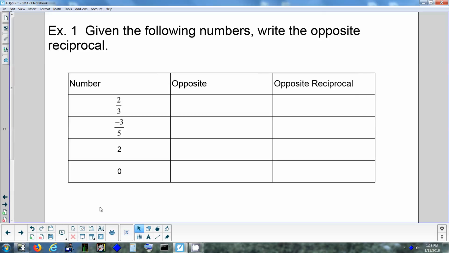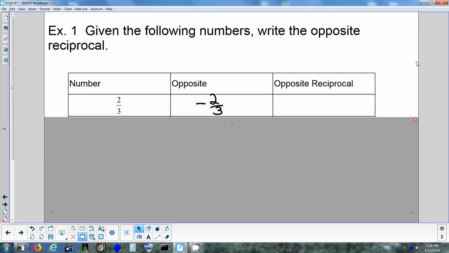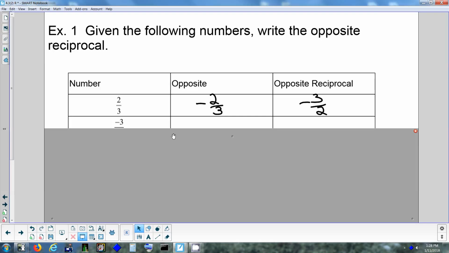2/3. What's the opposite of 2/3? Negative 2/3. So we covered that part. Now I want the opposite reciprocal of 2/3. We have the opposite. Now I just need the reciprocal of it. To make it a reciprocal, you have to flip it. Negative 3 over 2. That's the opposite reciprocal of 2/3. So we're just breaking it down. We're doing the opposite first, then we're doing the opposite reciprocal.